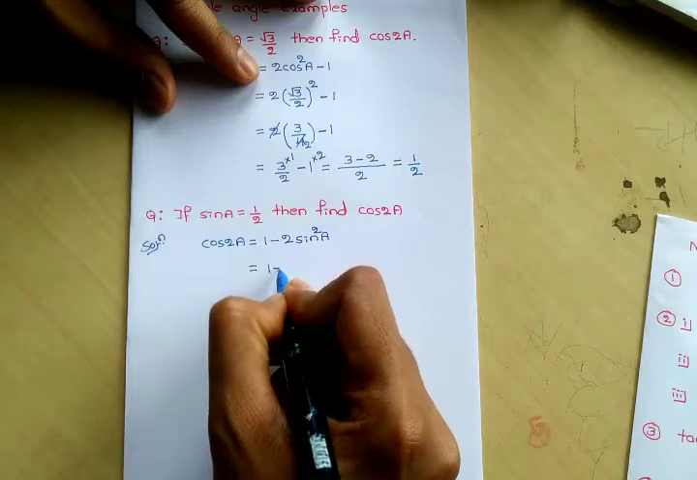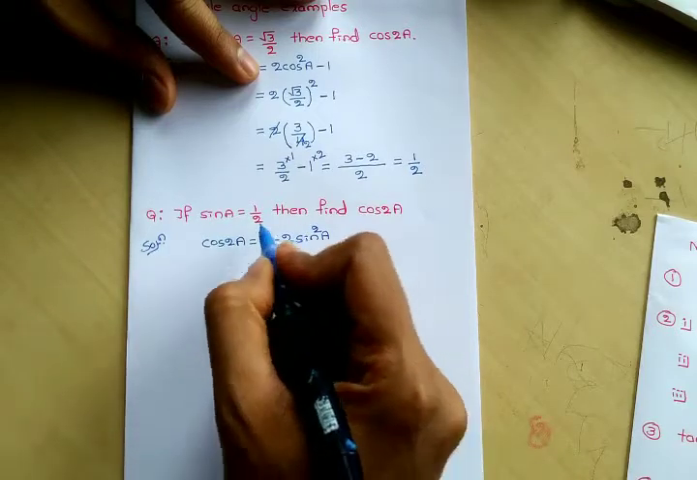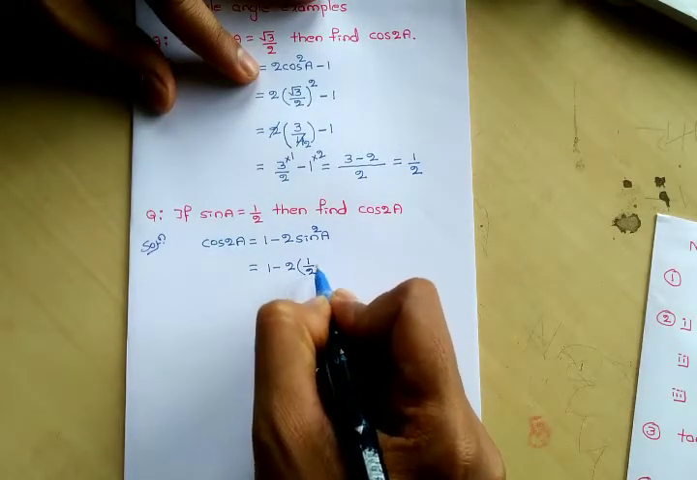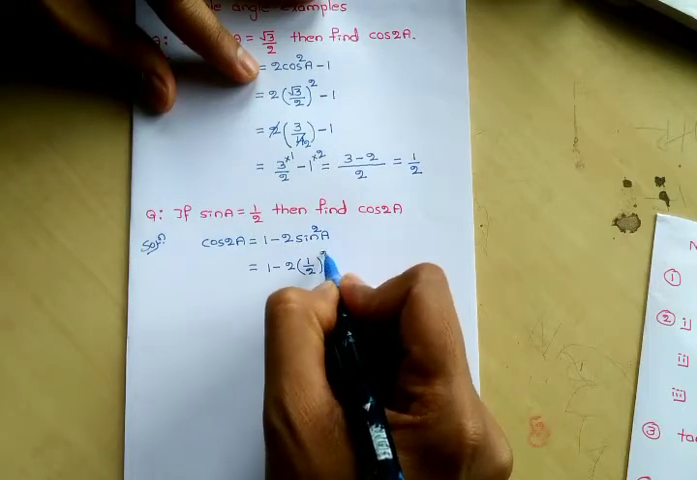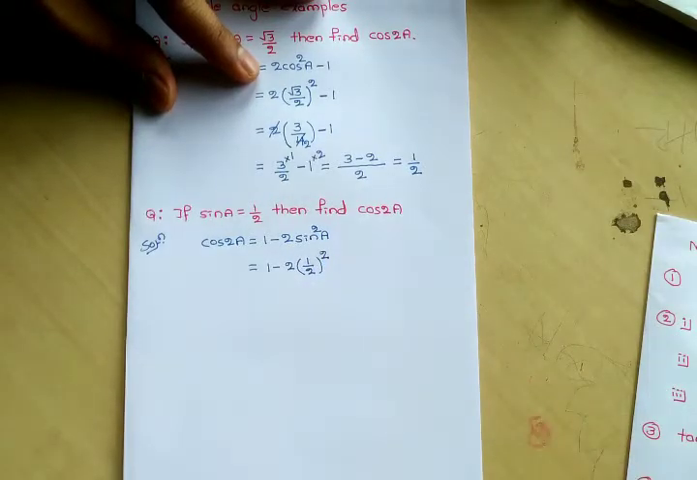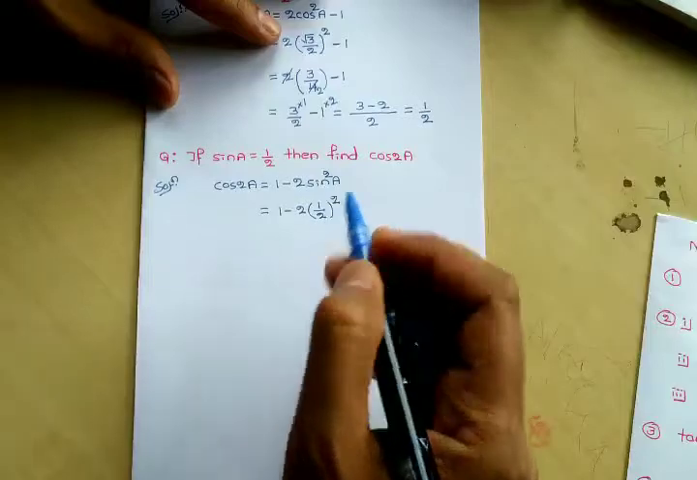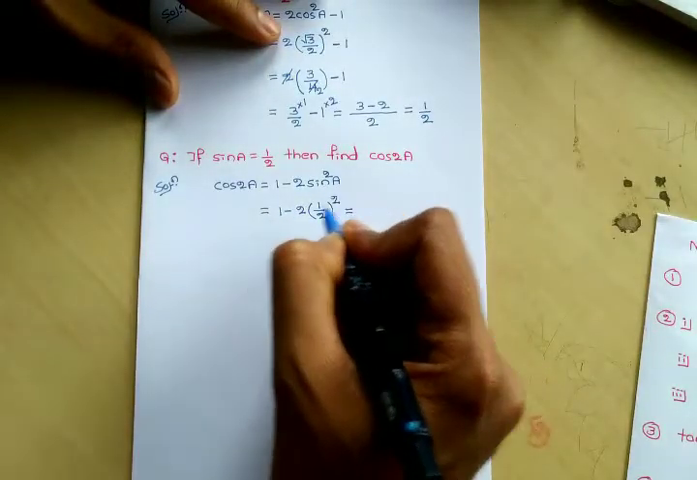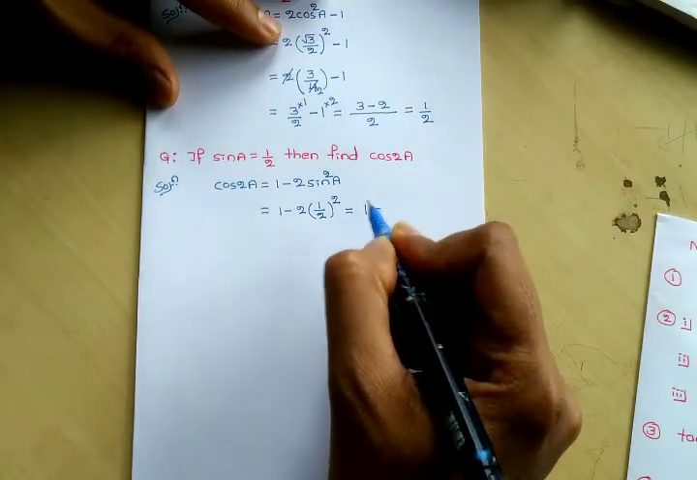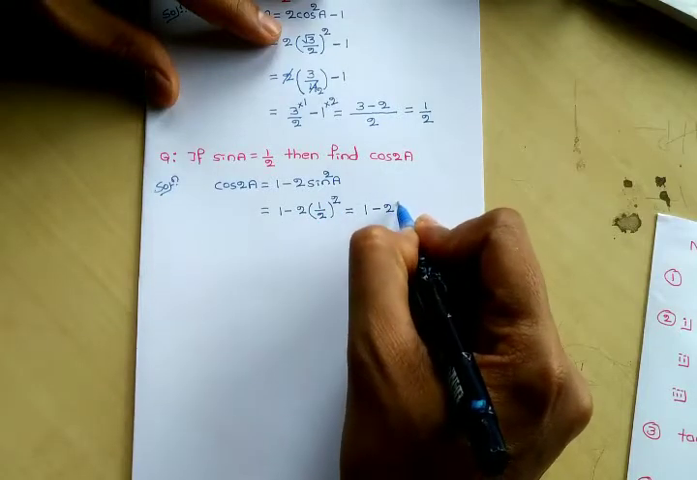Therefore 1 minus 2 into sine A value is 1 divided by 2. What is the power of sine here? Square. So keep that square as it is. So next open the bracket. So which is equals to this 1 I am going to keep it as it is, minus 2 also I am going to keep it as it is.